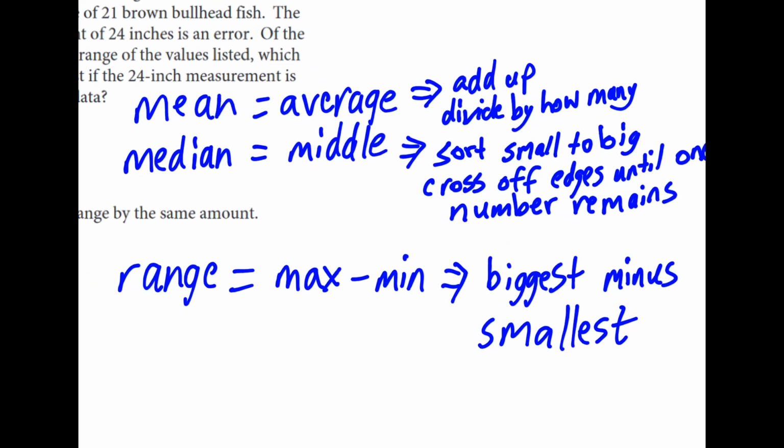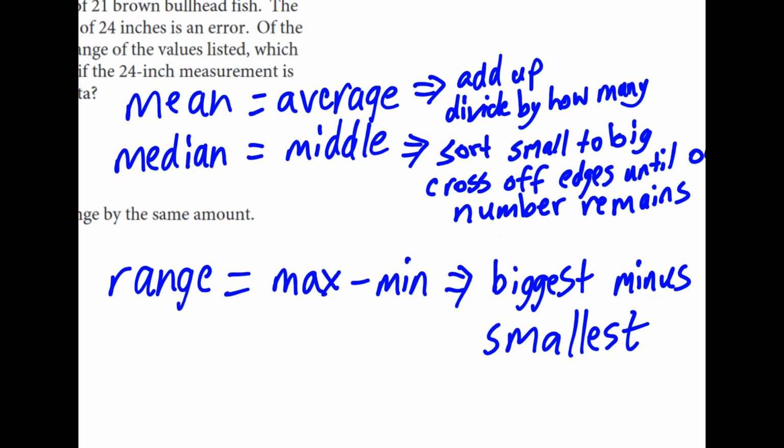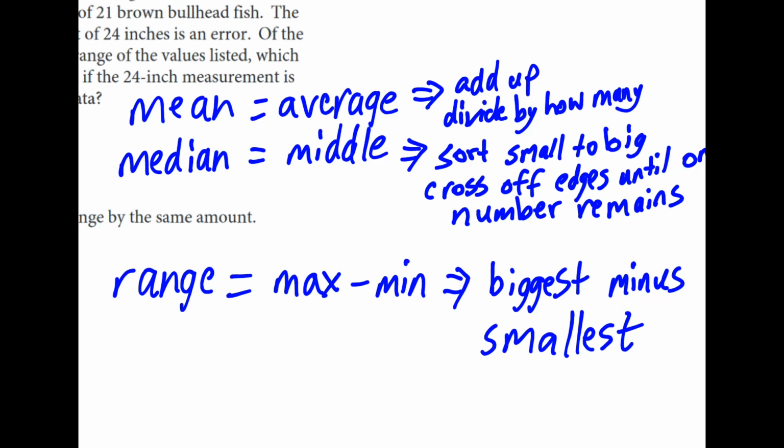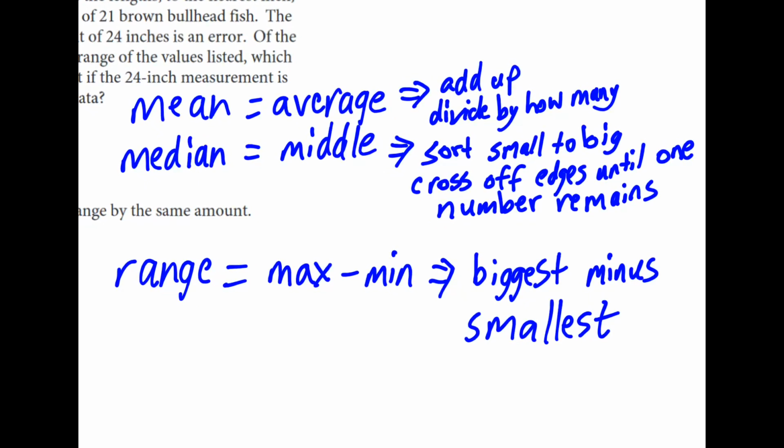The mean is an average. If you were to add up all the numbers and divide by how many, that's the mean. The median is the middle value. If you sorted all the numbers from smallest to biggest and you crossed off the edges until one number remains, that middle value is the median, and if there's 2, you take the average of them. The range, you take the maximum minus the minimum, or the biggest number minus the smallest number.